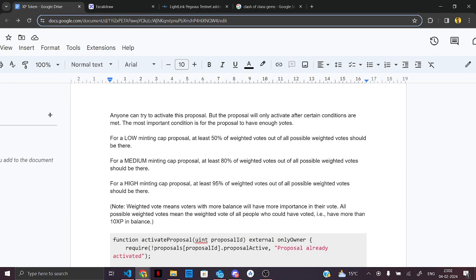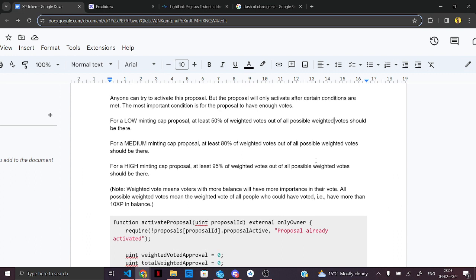Now, activate proposal. Anyone can try to activate this proposal, but for it to come into action, which means giving minting rights to the proposer, there should be enough votes. For low minting cap, at least 50% of weighted votes out of all possible weighted votes should be there. I'll be explaining what weighted votes and all possible weighted votes are. For medium minting cap, at least 80% of weighted votes out of all possible weighted votes. For high minting cap proposal, at least 95% of weighted votes out of all possible weighted votes should be there. So you can see for high minting cap, a very high percentage of votes is required.